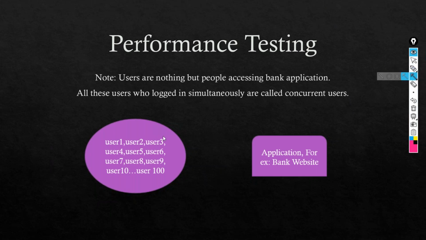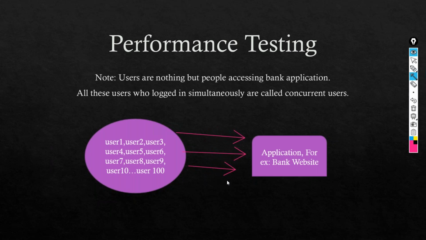So what do these users do? They access the bank application. Out of these 100 users, some of them try to download the statement, some of them try to transfer money from one account to another account, some of them try to pay the credit card bill and so on. So all these 100 users will be busy accessing the overall application. They perform some action on the bank application. Max is 100 users, let's say, at the peak hours.